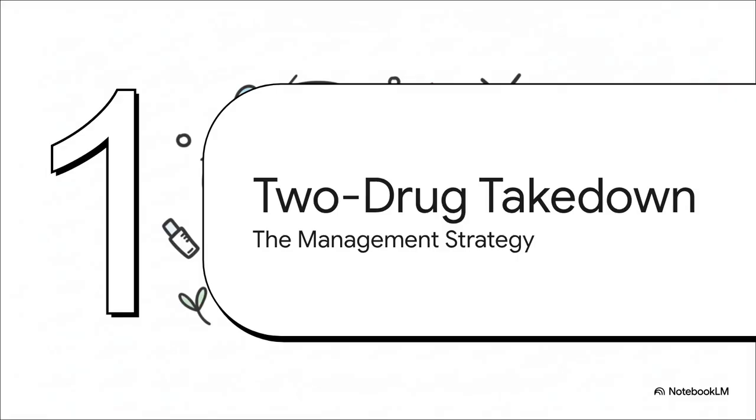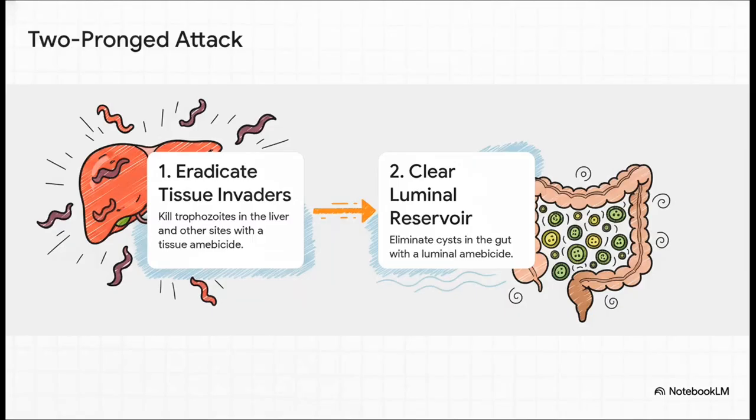Given how dangerous this is, how do we fight back? Well, the treatment strategy is actually pretty brilliant. It's a perfect example of targeting a bug based on its lifestyle. It's what I like to call a targeted two-phase takedown. The strategy has to have two parts, simply because the parasite is living in two different places at once. First, you've got to kill the invasive trophozoites that are actively destroying the liver. That's the emergency. But second, and this is just as critical, you must wipe out the cysts that are still hanging out in the intestine. If you only do the first part, the patient is guaranteed to relapse. Both steps are non-negotiable for a cure.